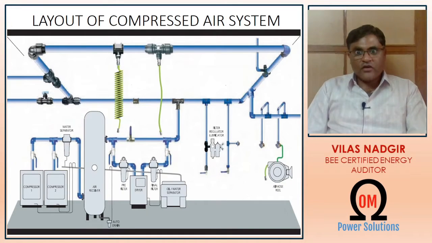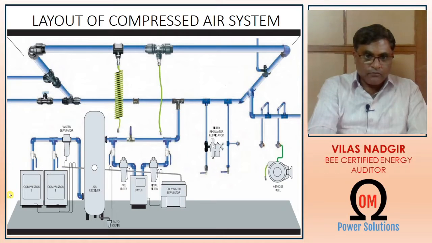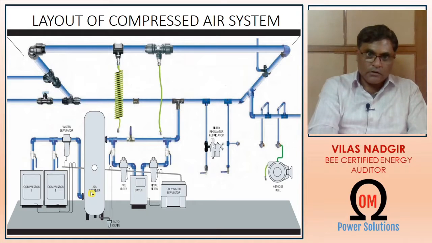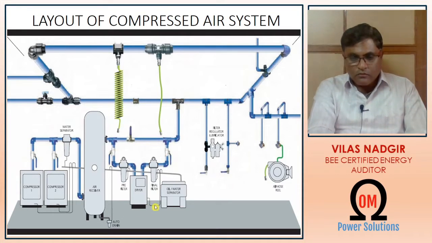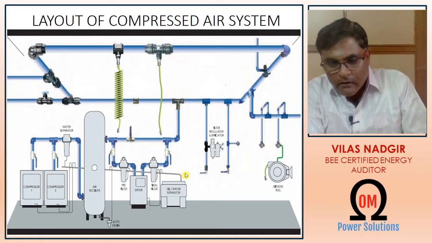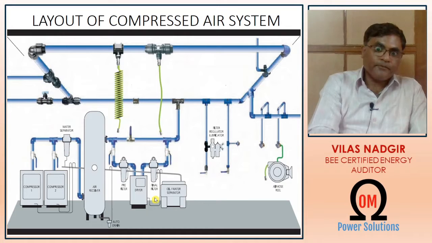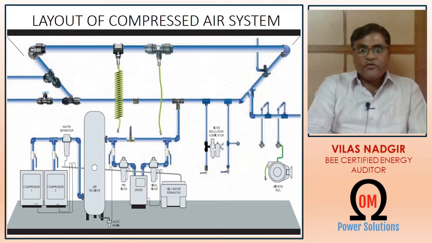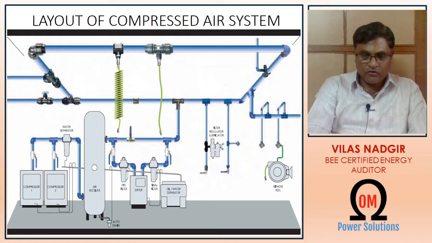This is the typical layout of the compressed air system. Here you can see that two compressors are working in parallel and are fed to the receiver through water separator, where the pulsating compressed air output is smoothed and is fed to the ring system via air dryers. In air dryer, we can see oil separator is provided to remove the oil as well as water from the compressed air system. We will be studying all these parts one by one in this presentation.